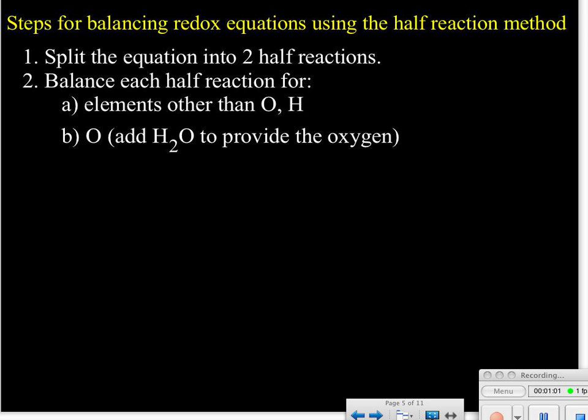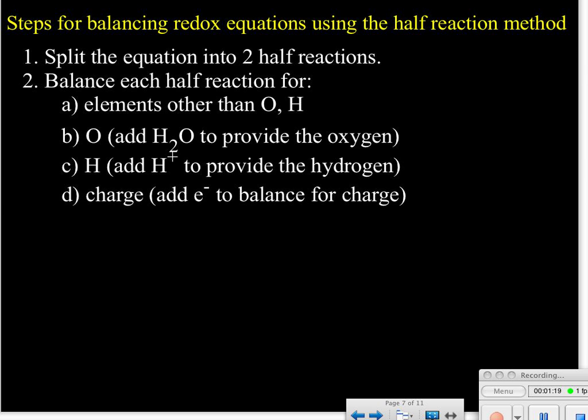These reactions are all taking place in aqueous solutions. For balancing the hydrogen, we'll be adding our H+, that hydrogen ion, to provide the hydrogen. Then, because this involves redox and the transfer of electrons, we're going to need to balance each half reaction for the charge, and we'll be adding individual electrons to balance the charge.